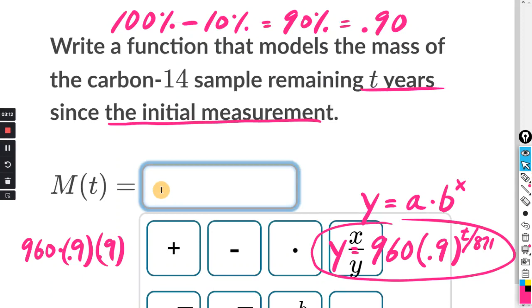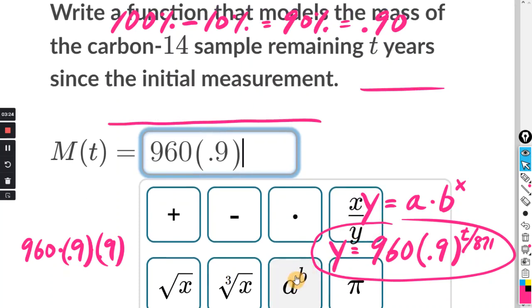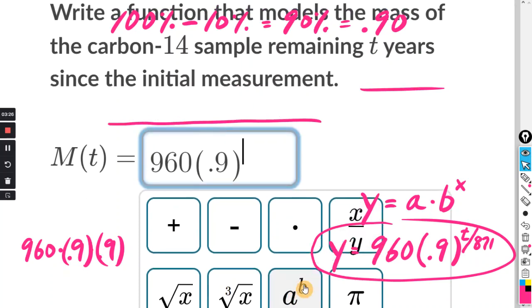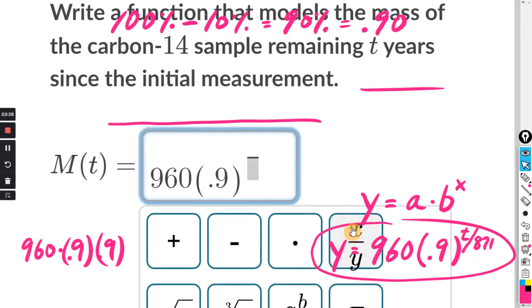So click in the box, type 960, and you can use the dot for multiplication. I like parentheses better. 0.9 inside parentheses, click outside, okay, and then hit the exponent button right here, and hit the fraction button to make the exponent a fraction. It's going to be t, down arrow, divided by 871. Okay, so that matches what I wrote.